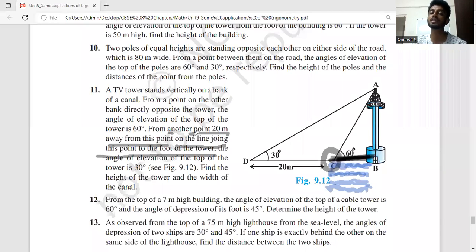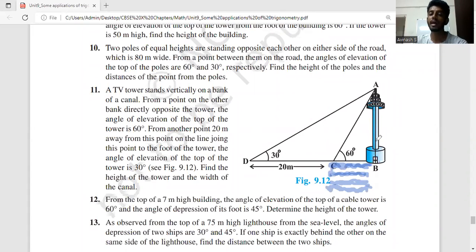Because in the fifth line, they have just given 20 meters away from this point, which may even be this way, or even front side. We don't know. To clarify that, in the question they have given extra information: where is the 20 meter away? It is on the line joining this point to the foot of the tower. When we join this point to the foot of the tower, on the very same line, when you extend backwards, that is where the second point of observation is. And from that point, the angle of elevation is 30 degrees.